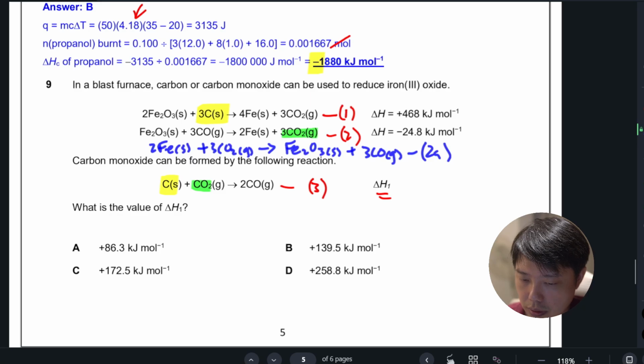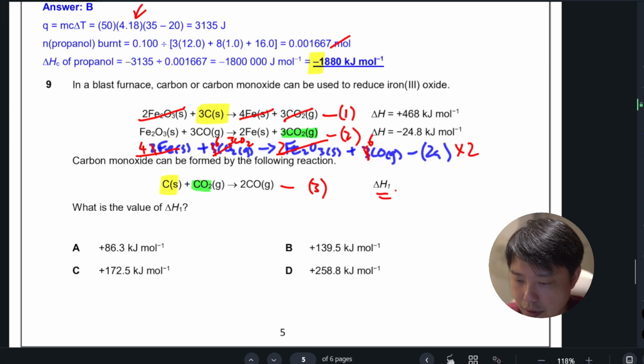Okay, so after we add up, you realize that you can cancel out. Oh, sorry, you need to multiply 2A by 2 first. So this becomes 6, becomes 2, this becomes 6, becomes 4. Okay, so that you can cancel this guy out, so this guy out. And then you can get 3 carbon dioxide here. So cancel. You get 3 CO2. Then 4 iron cancel out nicely.